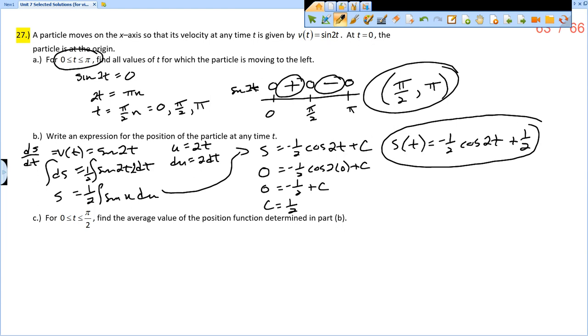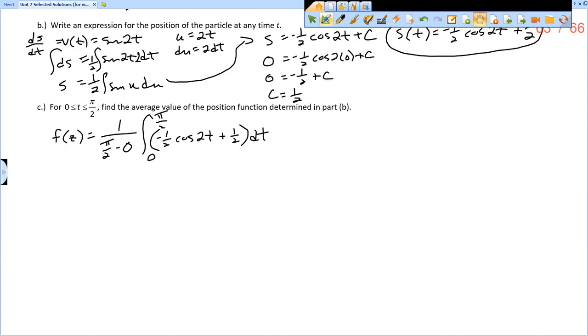All right, and now part C says, for t between 0 and pi over 2, find the average value of the position function. So now we're going to use average value. So f of z equals 1 over b minus a, so 1 over pi over 2 minus 0, times the definite integral from 0 to pi over 2 of our answer here. So that'd be negative 1 half cosine of 2t plus 1 half, and then you're going to integrate all of that with respect to t.